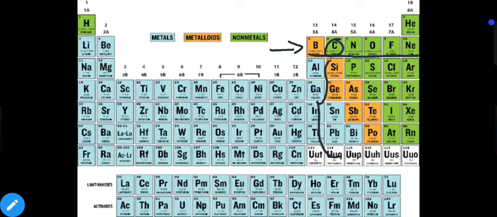So first reason, their sizes. All of the first elements of the respective groups are smallest in their group, and that's why they are the most electronegative elements. That means if we talk about group 14, then carbon is the most electronegative element compared to the rest of the group members because it has the smallest size.